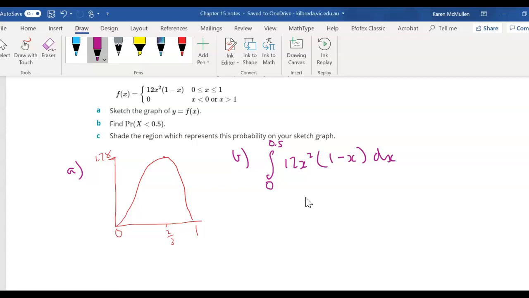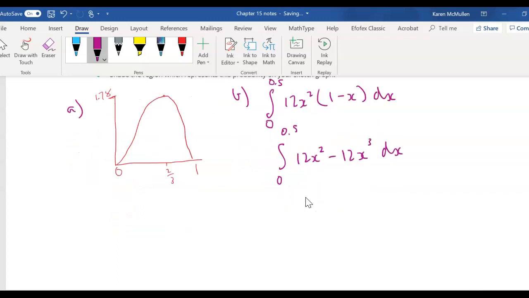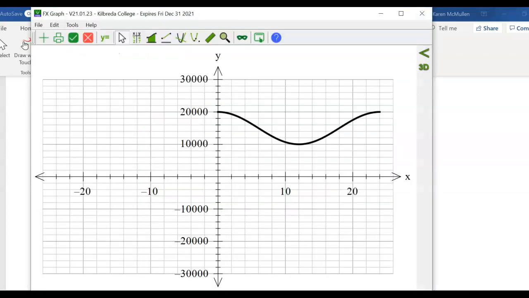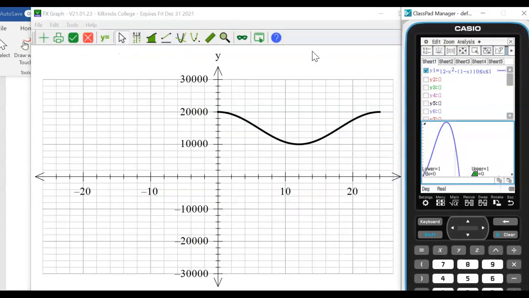If you expand, this is an easy expansion, so probably easier to deal with the expanded version. So 12x squared minus 12x cubed. And then you can just do that by hand quite easily. I'm just going to do it on the calculator. Not that calculator. Sorry.